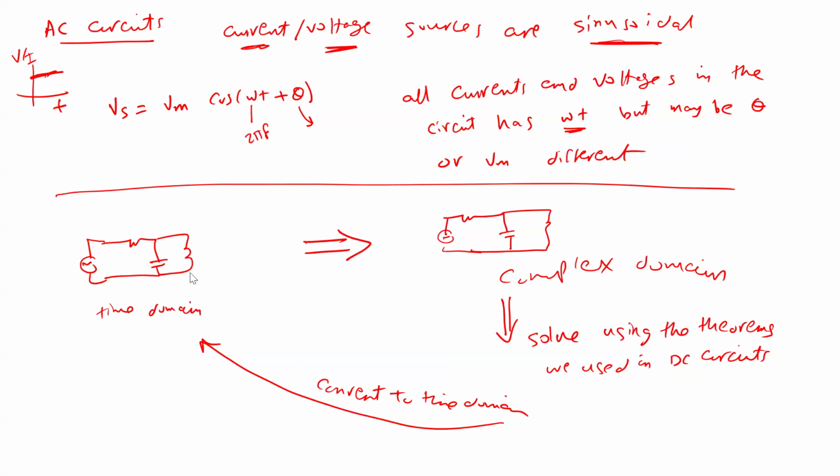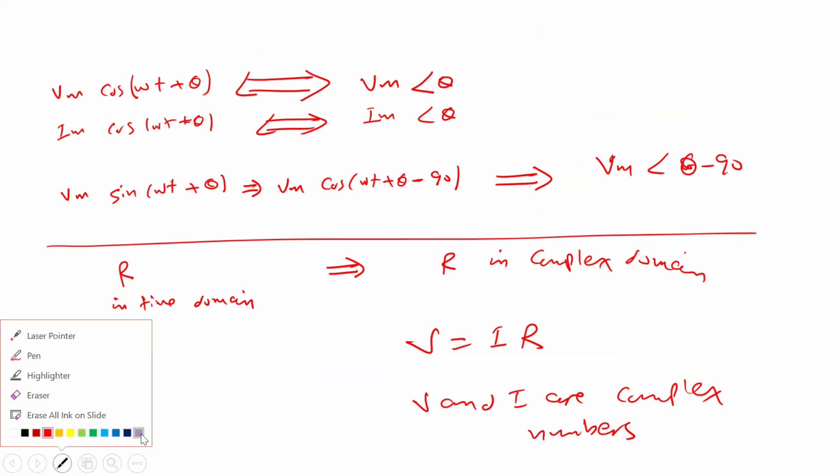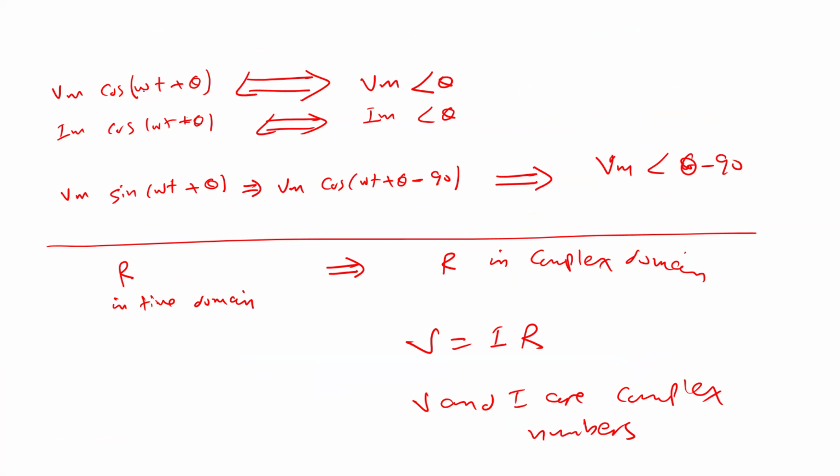First of all, I'm going to explain how you can convert this circuit from the time domain to the complex domain. Last time I explained that if you have a source, current or voltage, how can you convert this source? So here, if you have a source like Vm cosine of omega t plus theta, you can convert it to Vm with angle theta. This is a complex number you can use. So you can see I removed omega, just to make the calculation easier.